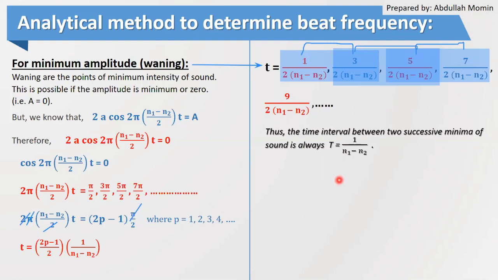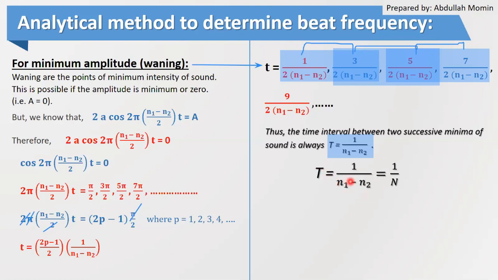We have seen in our previous slide that the time interval between two successive maxima is 1 upon n1 minus n2, and in this slide we are getting the time interval between two successive minima, that is also equal to t = 1 upon n1 minus n2. So we will say that the time interval between two successive minima is the same as the time interval between two successive maxima, that is t = 1 upon n1 minus n2.